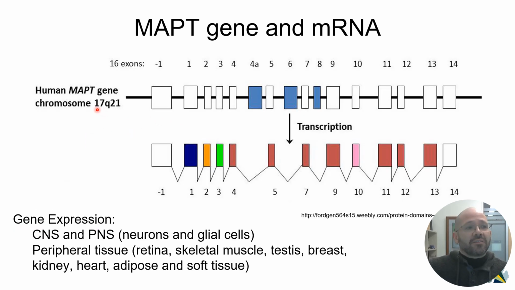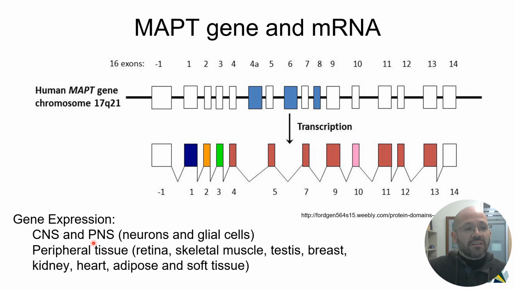From the MAPT gene, again in chromosome 17, that encompasses 16 exons, through the process of selective splicing, there are specific exons that are selectively spliced out and not represented in the mRNA, namely 4A, 6, and 8. But there are also specific exons like exon 2, exon 3, and exon 10 that are also selectively spliced and generate different isoforms that we're going to talk about in a second.